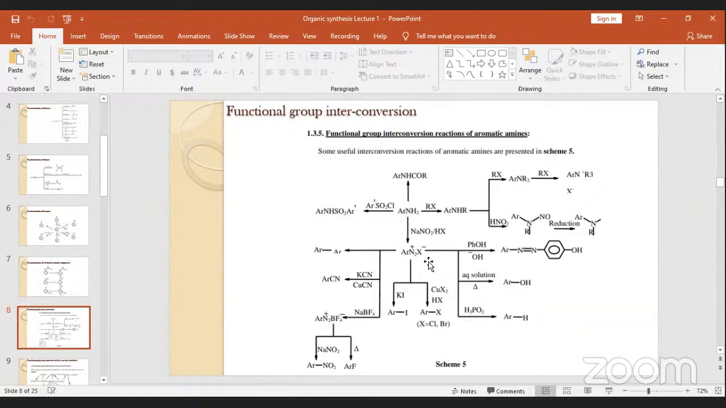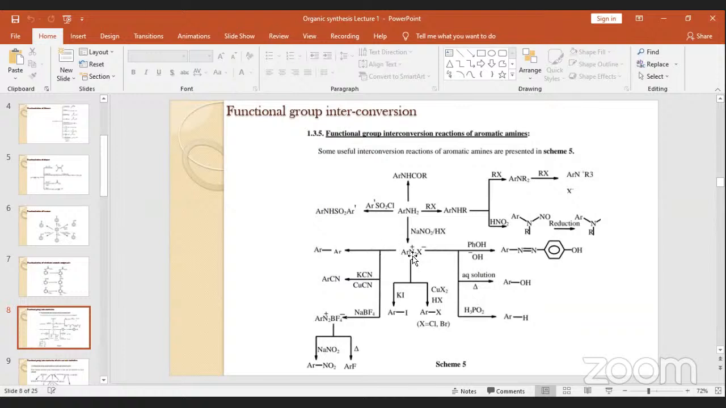And next, you can prepare diaryls. Diazonium, this is a coupling reaction. Okay. For example, you take aniline here. So by this reaction, what can you get? Biphenyl. Suppose you are taking para-toluene. What do you get? 4,4'-dimethyl biphenyl. Okay. So that way you can prepare any number of biaryl derivatives. And this is another important reaction.